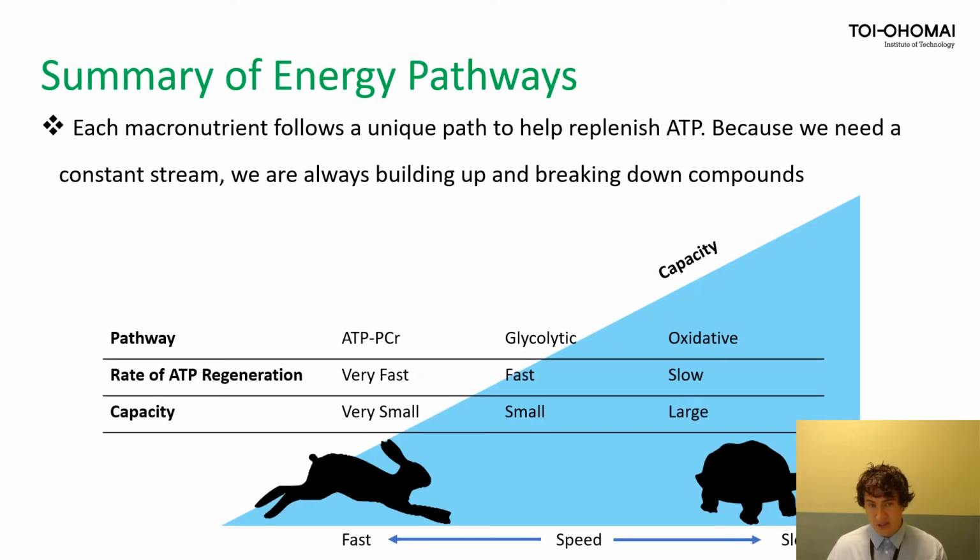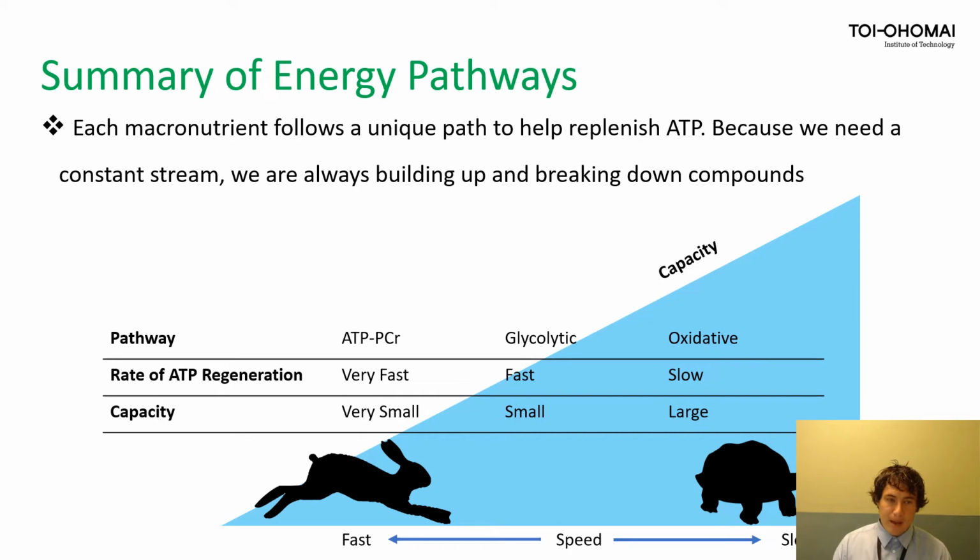So here's a bit of a summary. This graph or this table, asterisk this, to know for the exam. You're going to be asked about this. Each macronutrient follows a unique path to help replenish ATP, because we need a constant stream; we're always building up and breaking down compounds.